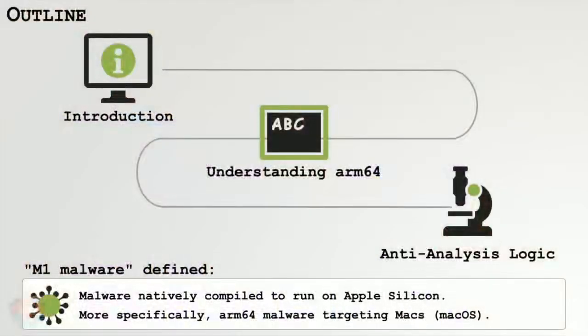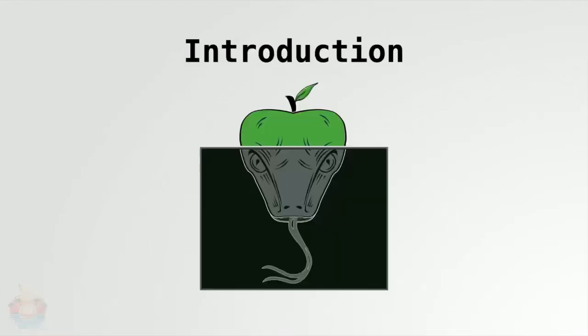First, we're going to cover some introductory topics. We'll talk about how to find M1 samples for analysis. However, once we find those samples, we will first have to have at least a foundational understanding of ARM64, so we'll dive into that as well. Then, armed with that foundational understanding of this instruction set, we're going to dive into analyzing what was the first publicly discovered Mac M1 malware sample, specifically focusing on its anti-analysis logic.